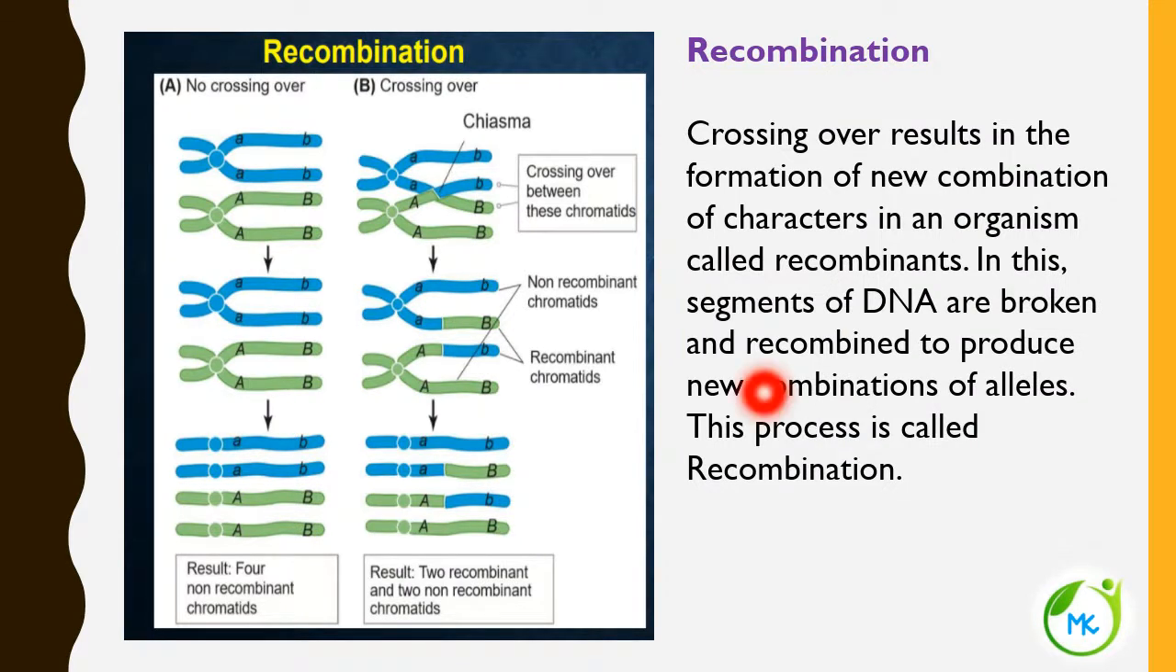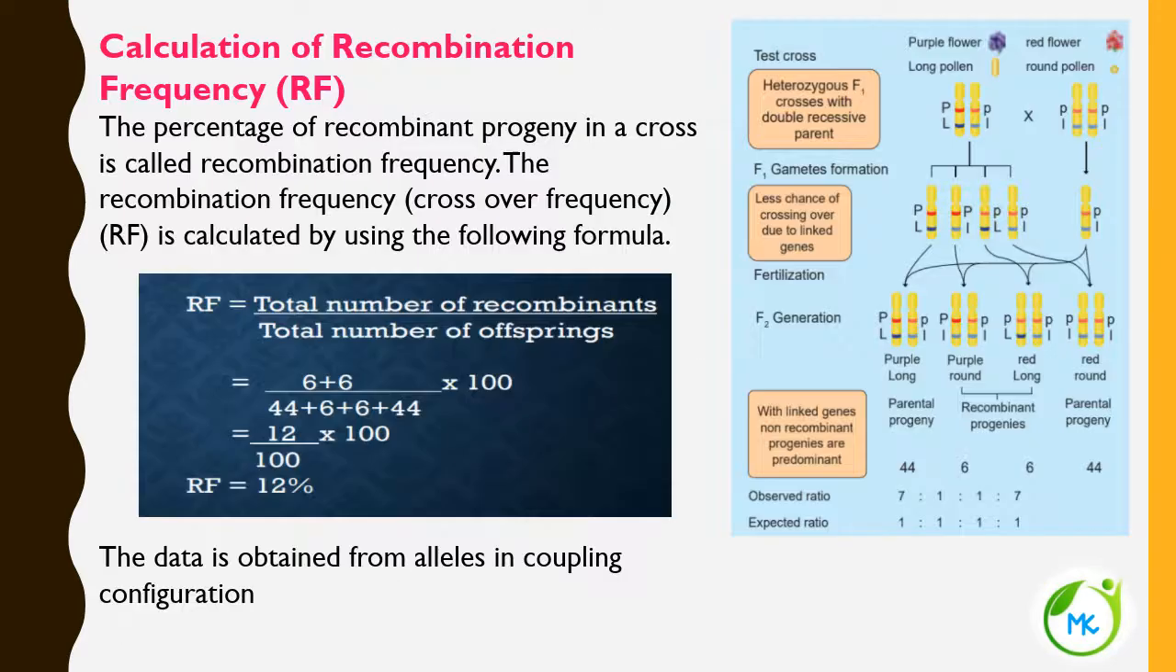The next topic is recombination. Crossing over results in the formation of new combinations of characters in an organism. Due to crossing over, new combinations have occurred. These new combinations are referred to as recombinants. Here you can see after the crossing over has taken place, the segments of DNA are broken and recombined to produce new combinations of alleles, and they are referred to as recombinants.